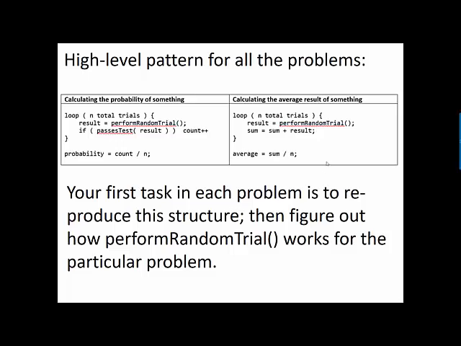If you're trying to find the average value of something, it's a very similar pattern. You run a bunch of experiments, you record the information that you're interested in finding the average value for, you add those into a sum, and you divide by how many.